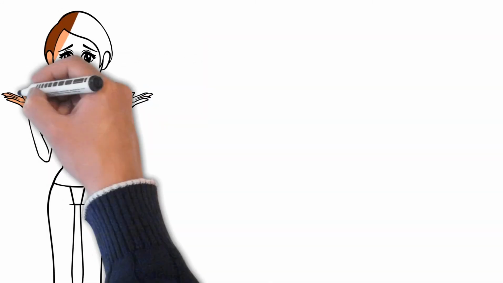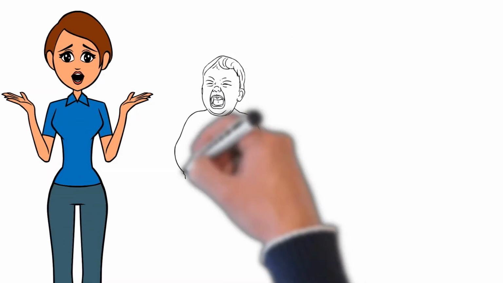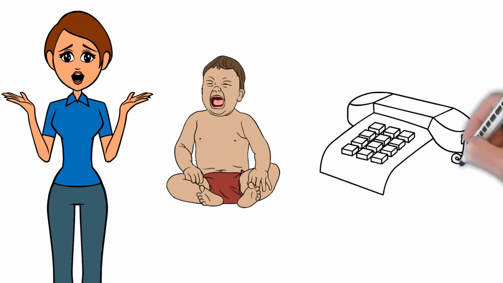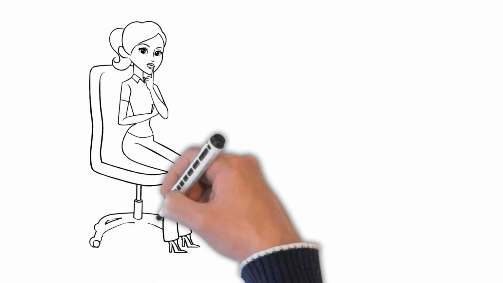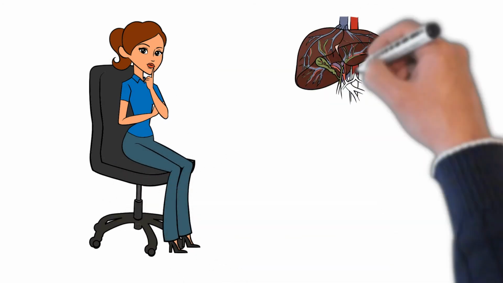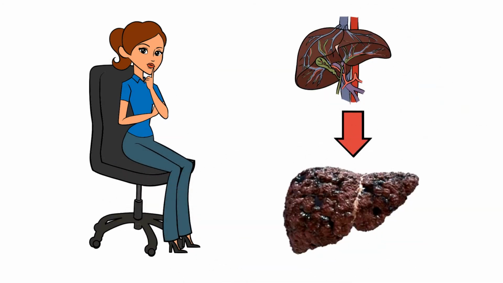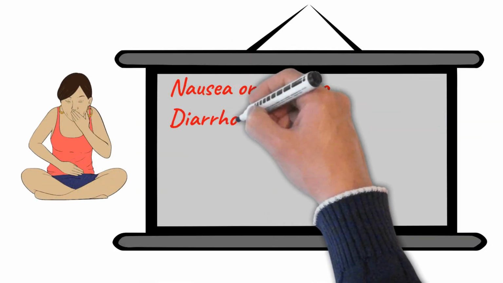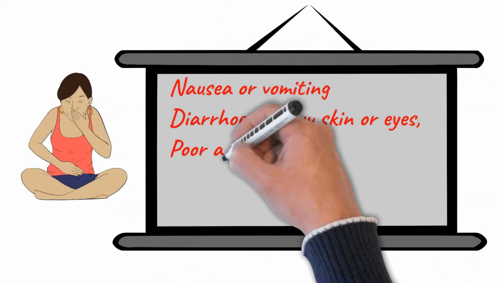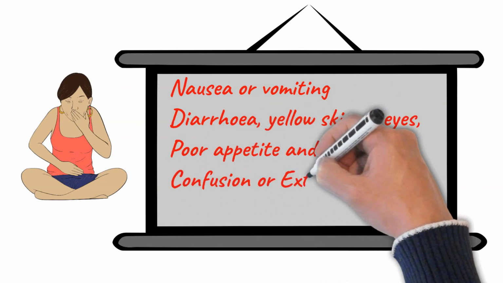If you realize you have given your child too much paracetamol, including other products with paracetamol in them, call your doctor immediately. Do not wait for signs of an overdose, as these appear late when damage to the liver is already done. Late signs may include nausea or vomiting, diarrhea, yellow skin or eyes, poor appetite, and confusion or extreme sleepiness.